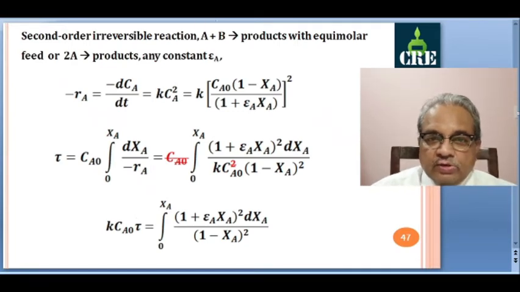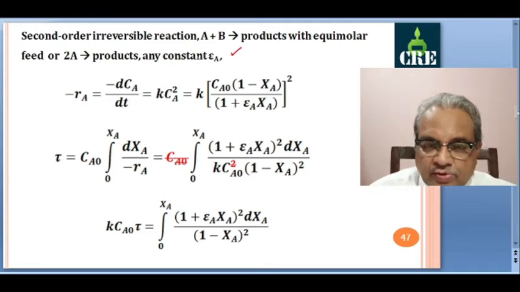Second order irreversible: A plus B gives product with equimolar feed, or 2A gives product, same thing. For any epsilon A, constant value of epsilon A, variable volume. So minus rA equals minus dCA by dt equals k CA squared, which is k CA0 into (1 minus XA) by (1 plus epsilon A XA) whole squared. So CA is replaced by this term.